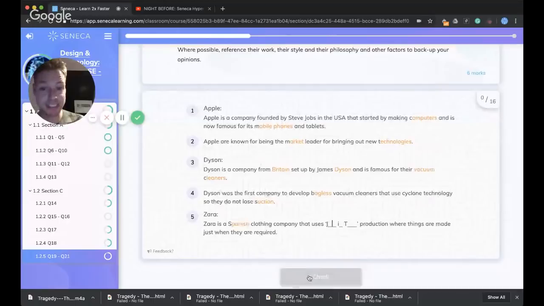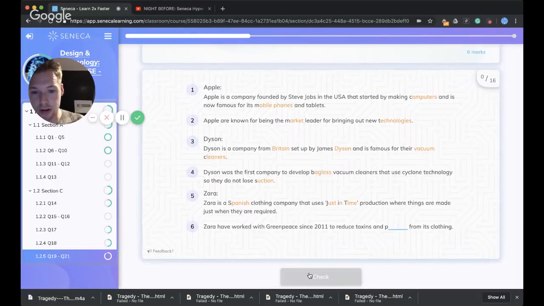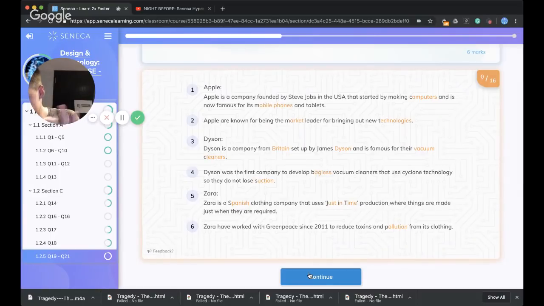Zara is a Spanish company that uses just-in-time production. So people were talking about manufacturing. Just-in-time production is when things are made just as they are required. Zara have worked with Greenpeace since 2011 to reduce toxins and pollution from its clothing.